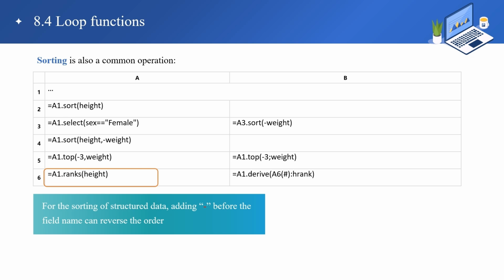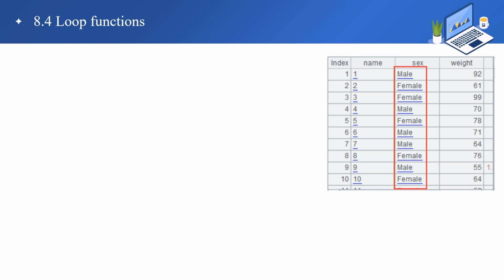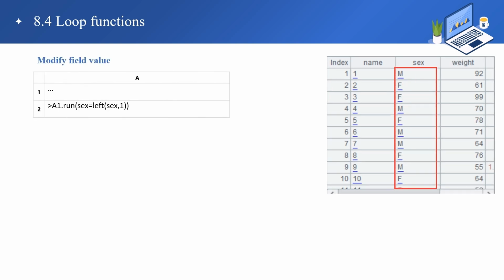The ranks function in A6 can calculate everyone's ranking by height. We feel that using male and female to represent gender is too long. Just use one letter, M and F. In the future, it will be shorter when writing comparative expressions. It can be done with the run function. When using the loop function to assign a value to a field, we can also directly use the field name to represent the field of the current record instead of writing it as tilde.sex.